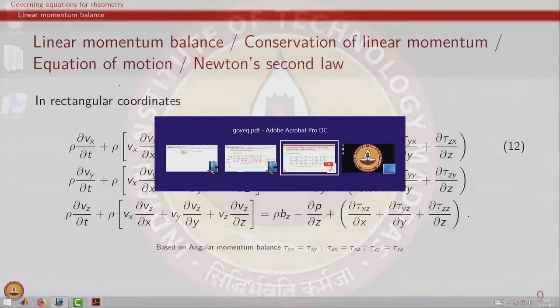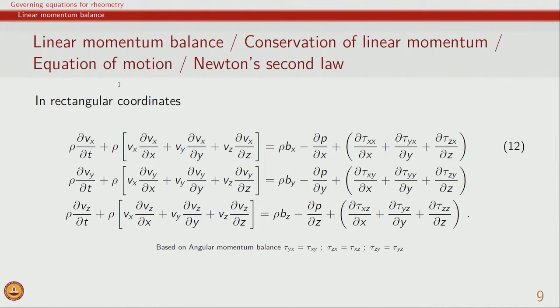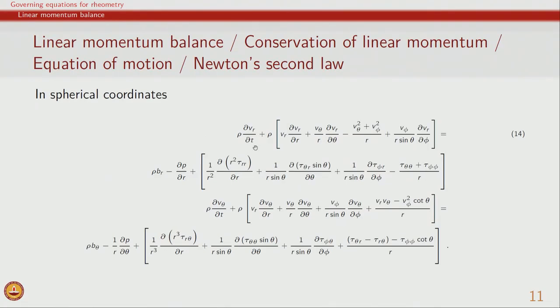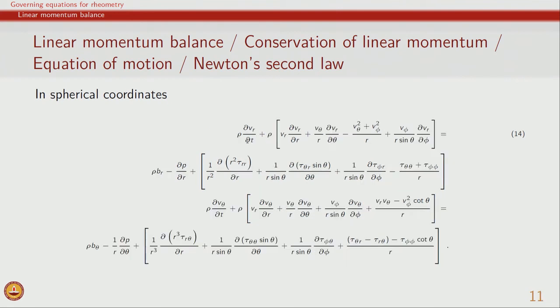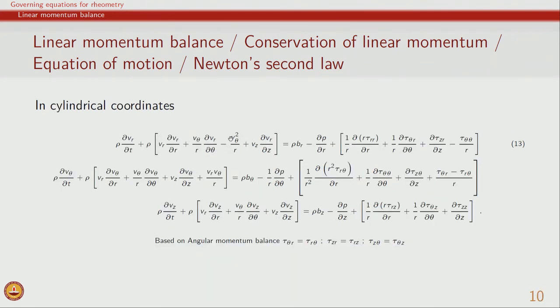So, with this example we have seen how linear momentum balance can be used to simplify and analyze the flow situation in a given rheometric flow. Going further, we can look at a similar analysis for cone and plate flow, in which case we use spherical coordinates. As we see in cylindrical as well as spherical coordinates, there are many additional terms involved. So, when we use curvilinear coordinates, we should be very careful.